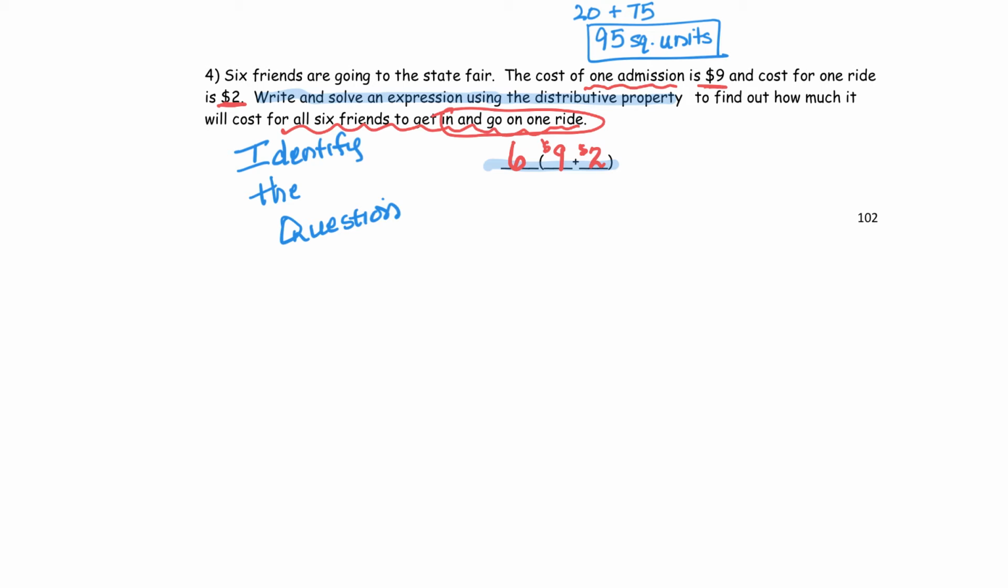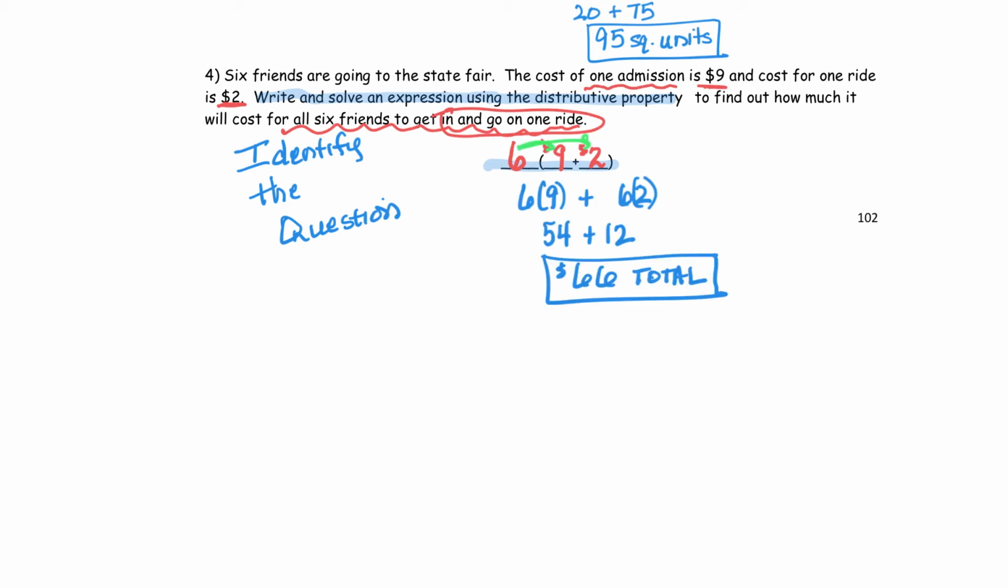Pause the video. And as you can see, the total was $66. What happened here was we multiplied the 6 friends times the $9 for admission for each person, plus 6 times the $2 it costs for one ride. They wanted to figure out how much it would cost for everyone to go on one ride and to get in, and the total was $66. Great job on that page. Hope you did well.